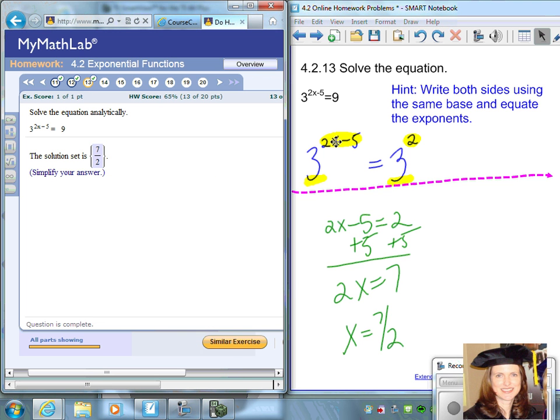And doing these, you want to write both sides using the same base, and then set the exponent on the left to equal the exponent on the right.